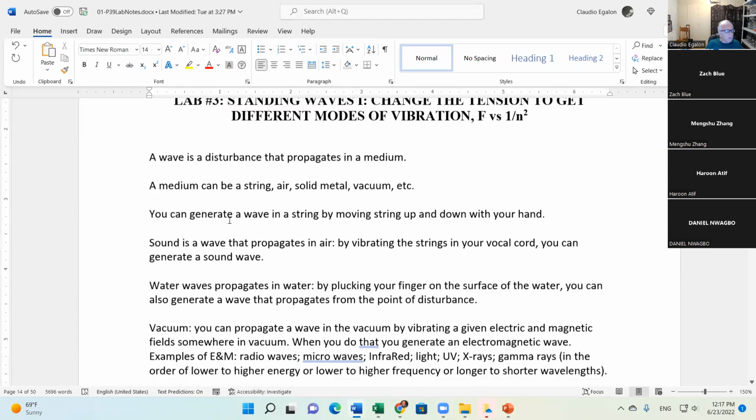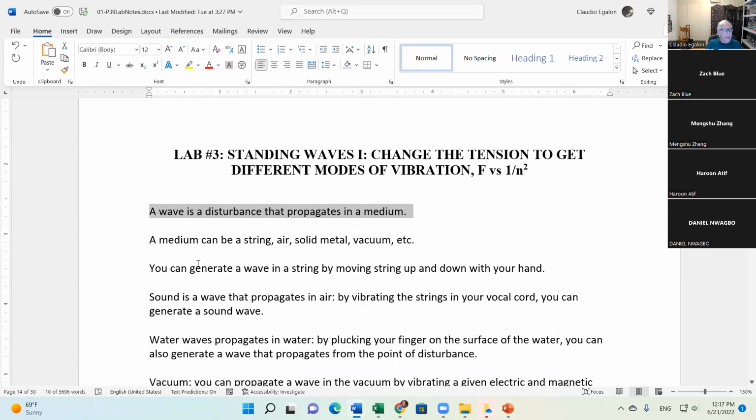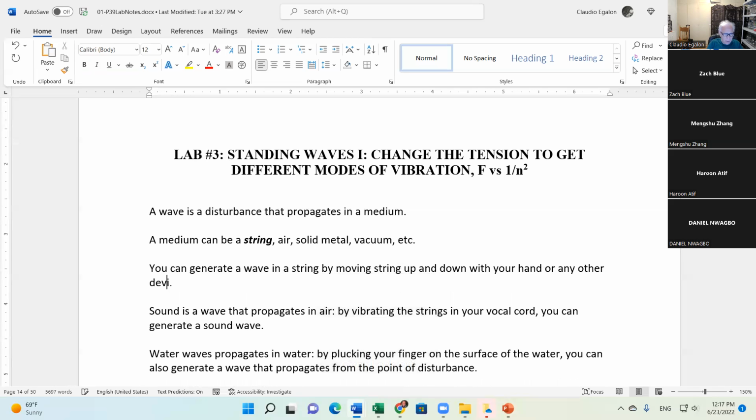And so it's about a wave. Propagation of waves in a string, in a medium. The medium that we are using is a string. This one right in here. You can generate a wave in the string by moving the string up and down with your hand or any other device.